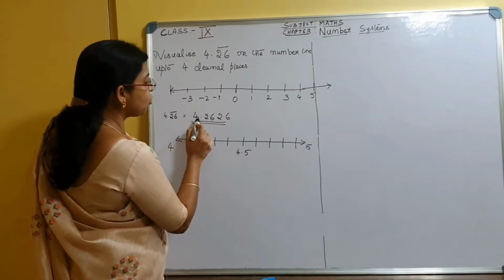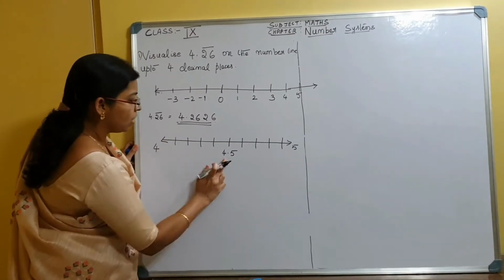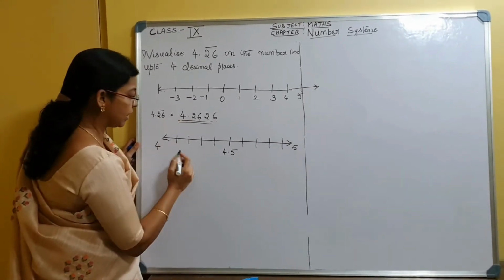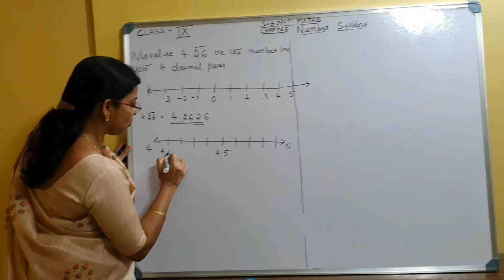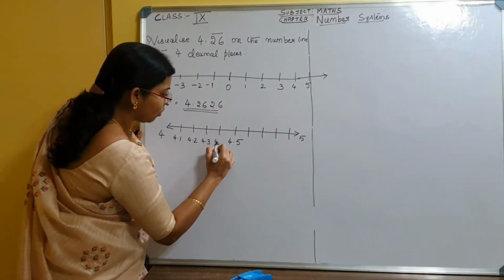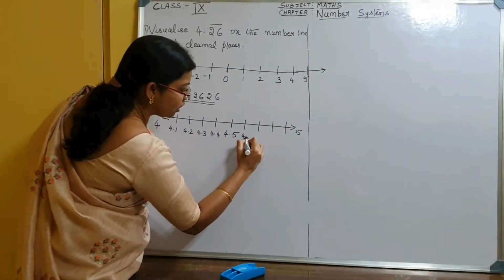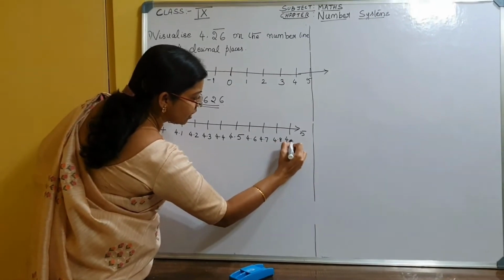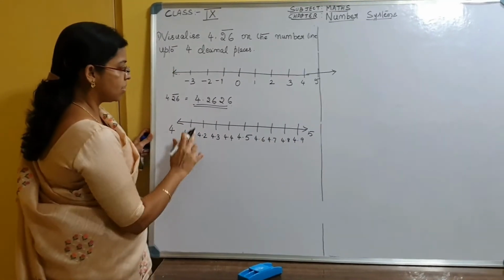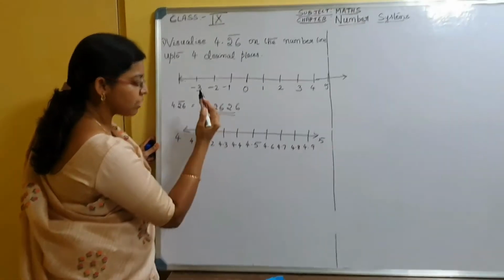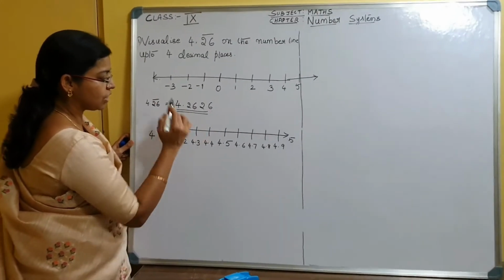Now where is 4.2 lying? 4.5 is here. So to the left hand side 4.2 will be there. That is, this is 4.1, 4.2, 4.3, 4.4. Write down all the values. 4.6, 4.7, 4.8, 4.9. So where is 4.2? 4.2 is here. For 4.26, we will go to the next digit now.